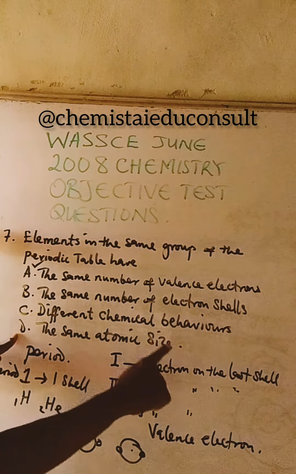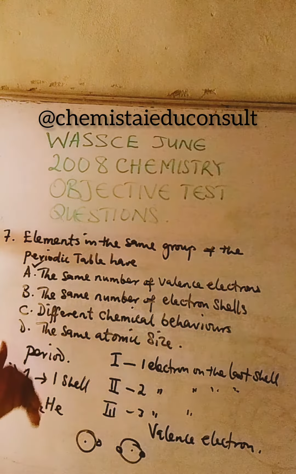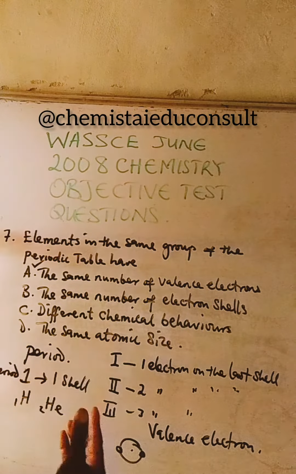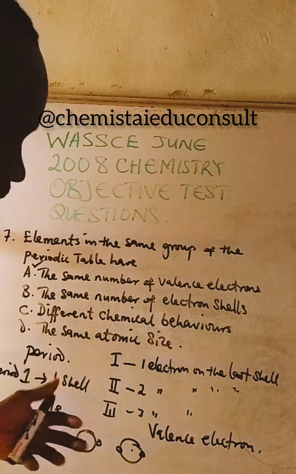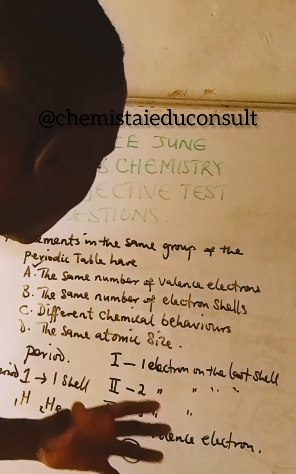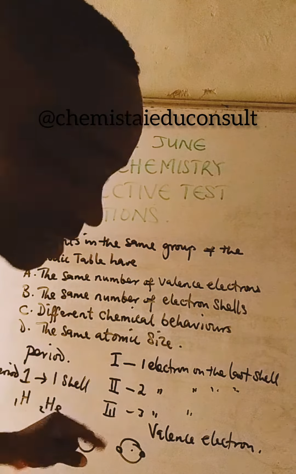D. The same atomic size. No. Elements in the same group do not belong to the same period. Therefore, their atomic size must be different. Having different shells but being in the same group results in different atomic sizes.